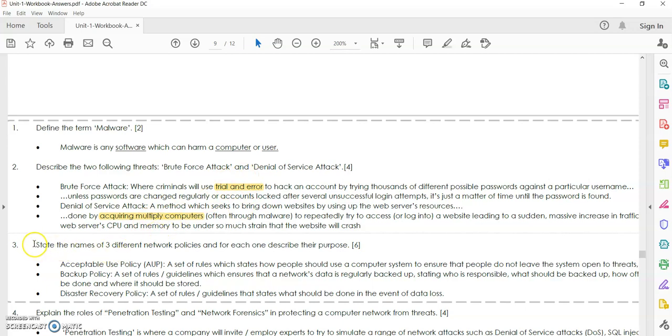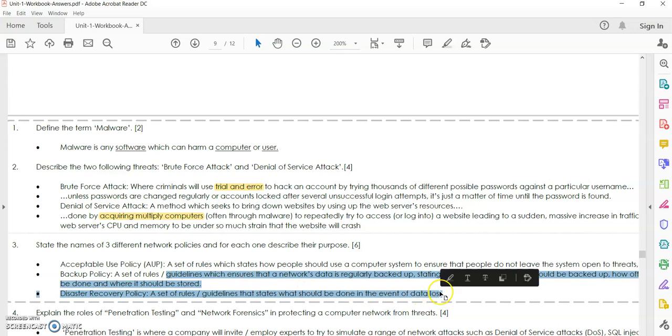And then the third one, we didn't do great on it. You guys explained the 3 different network policies. For example, acceptable use policy, backup policy, disaster recovery policy. So you explained that. Well, you identified it, but it's in the explanation where you guys didn't do great.